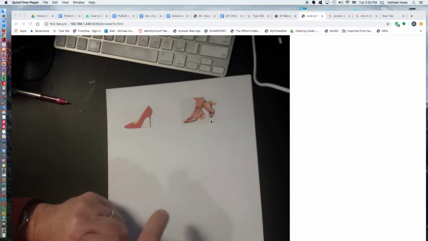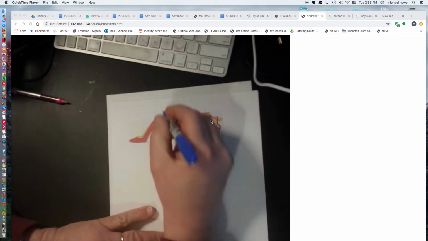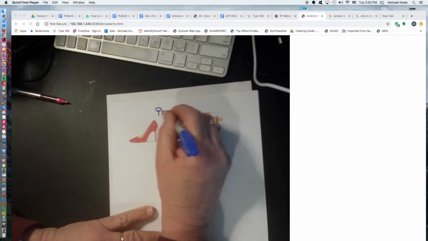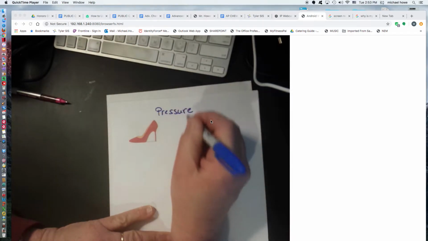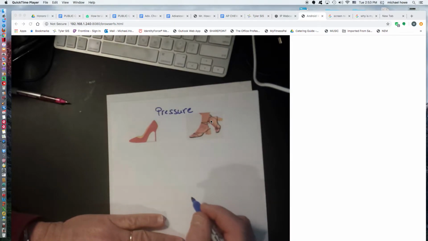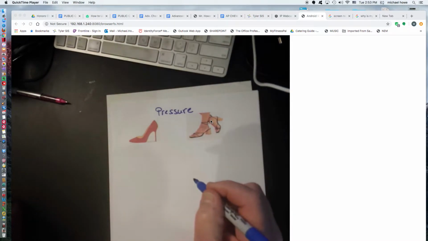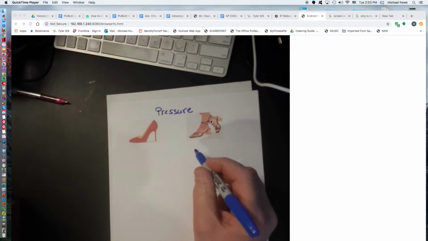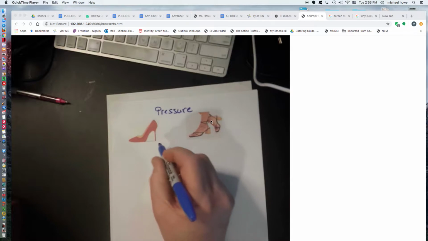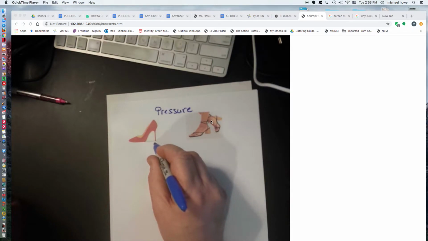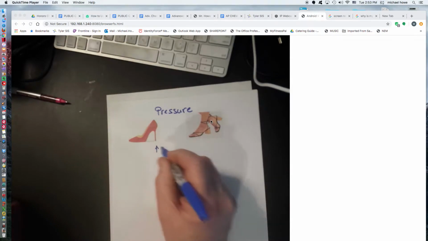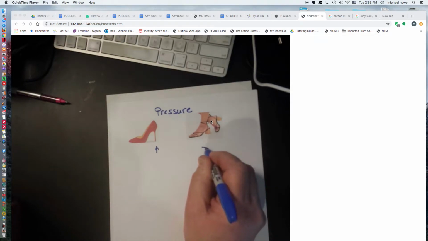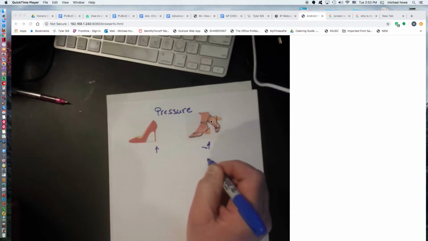So this is a little video about pressure. Pressure is something that's all around us, but we don't often think about pressure in the context that we think about it in chemistry. So I thought I would start by talking about shoes. I have these couple pictures of shoes. I want you to notice the difference between this heel and this heel.